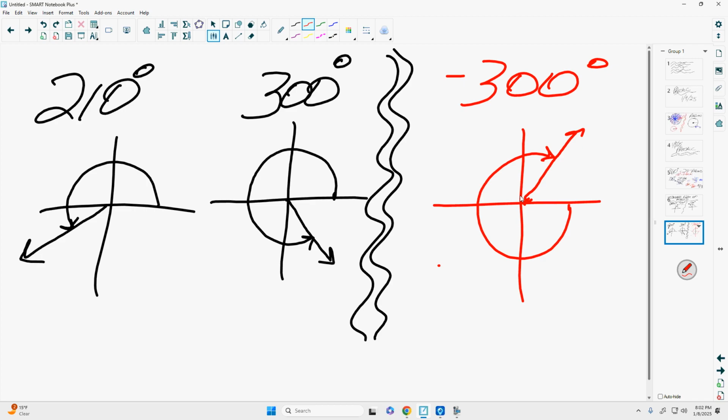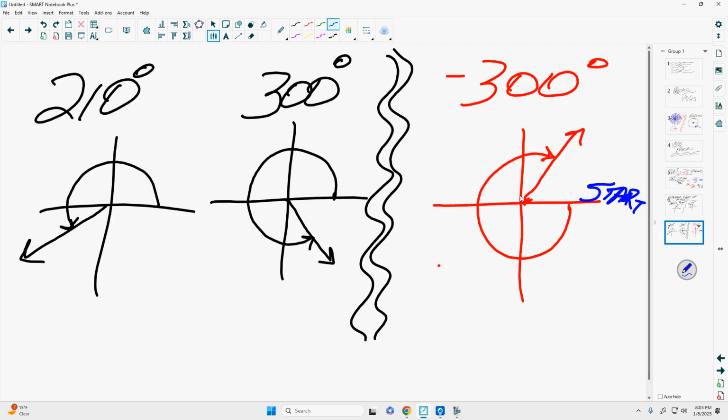There we go. That's negative 300 degrees. In other words, this line is always the start, right? The positive x-axis is always the start. If you go counterclockwise, that is a positive angle. If you go clockwise from the starting line, then that's a negative angle.